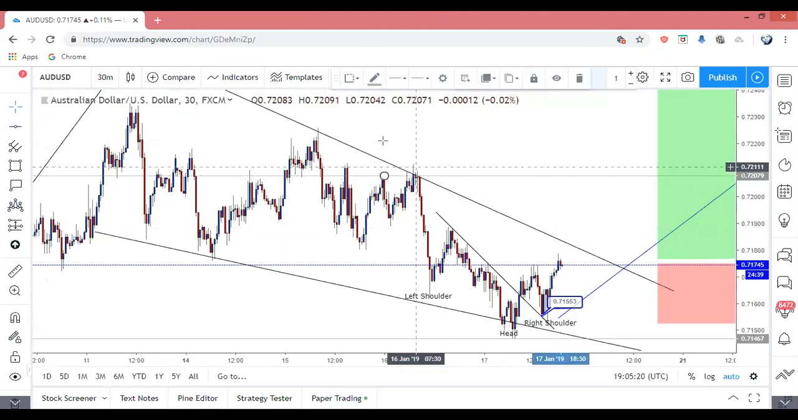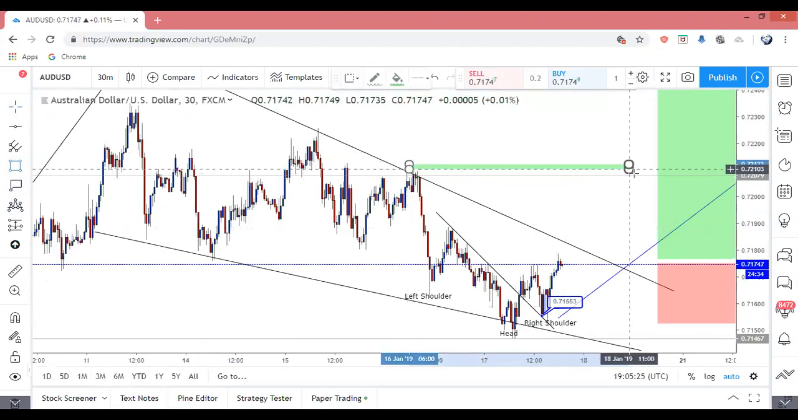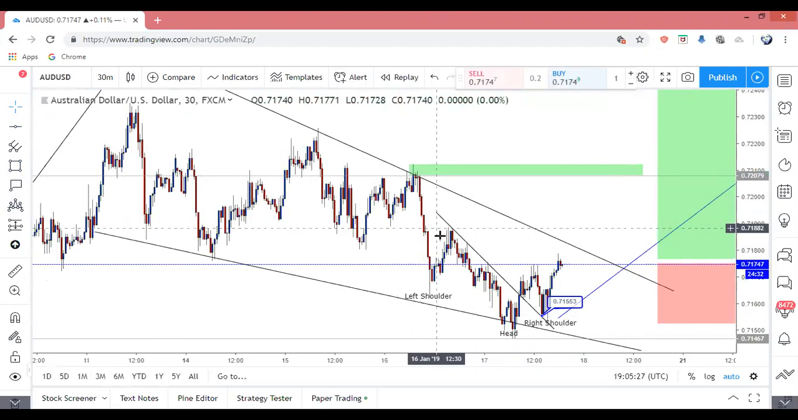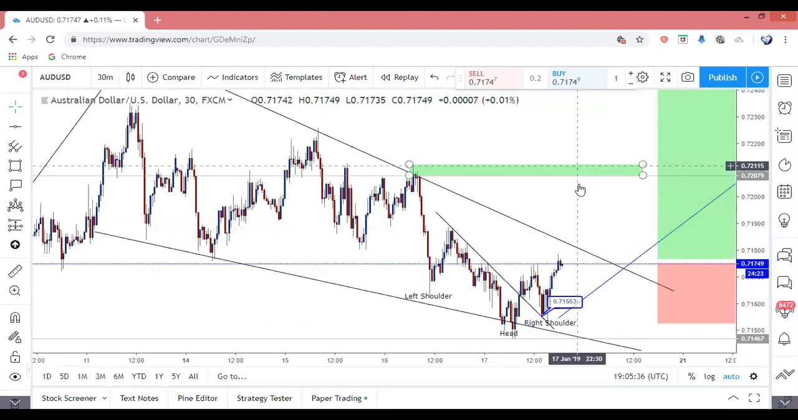Why? Because that's a strong area of supply. When you look at it, that's where the sellers came in. So if the buyers come in anyway, the most likely place for them to be exhausted is there. If they are not exhausted there, oh yes.